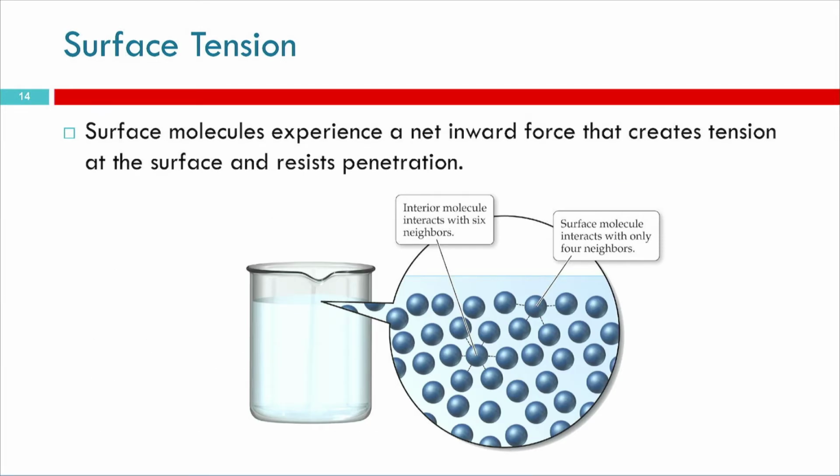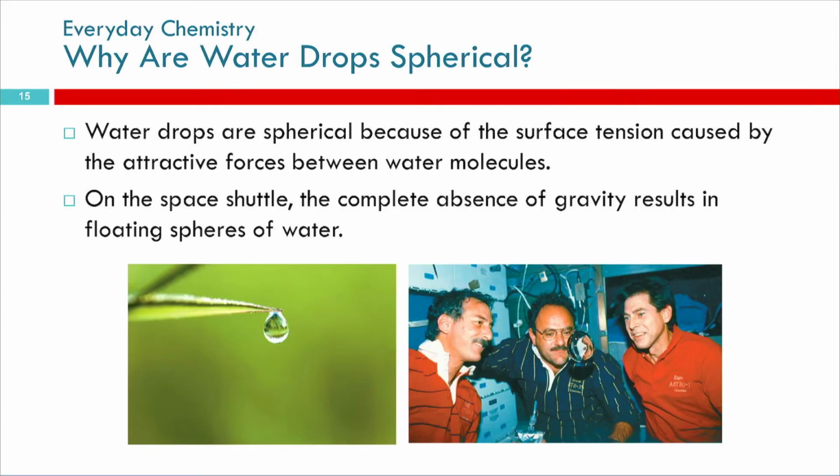Surface molecules experience a net inward force that creates tension at the surface and resists penetration. So those intermolecular forces between the molecules holds them together. Not so much that they can't move around still, but it does prevent things from entering the liquid. It's called surface tension. Water drops are spherical because of surface tension caused by attractive forces between water molecules. It's trying to minimize its surface area, and the smallest amount of surface area is a sphere.